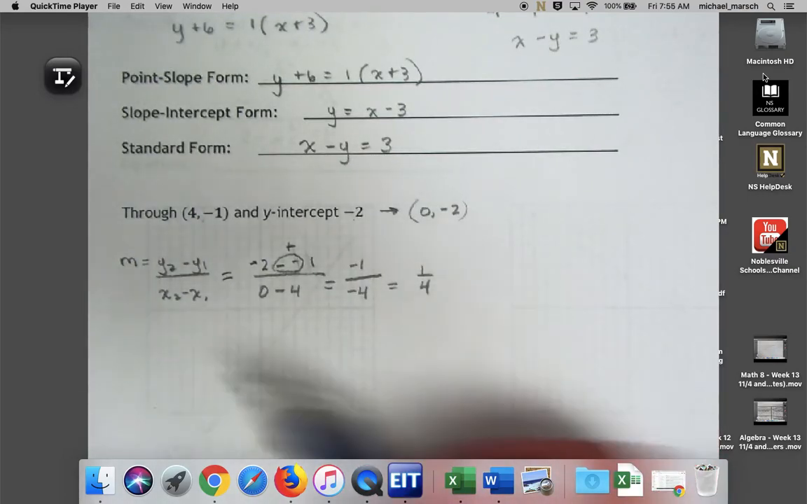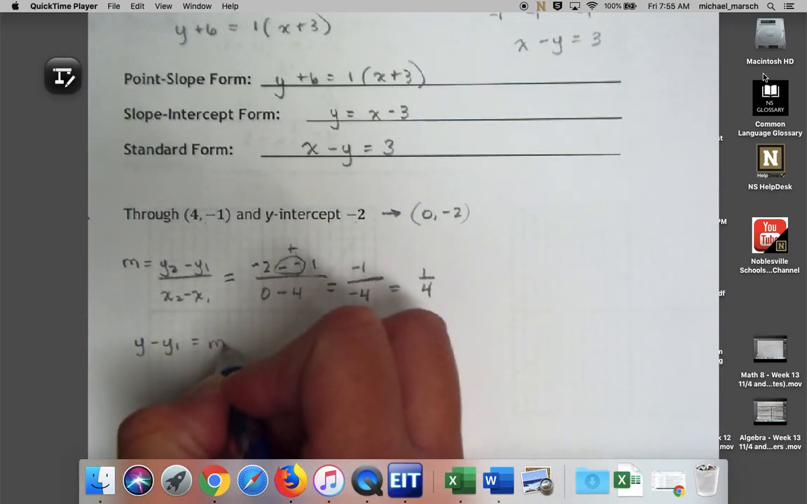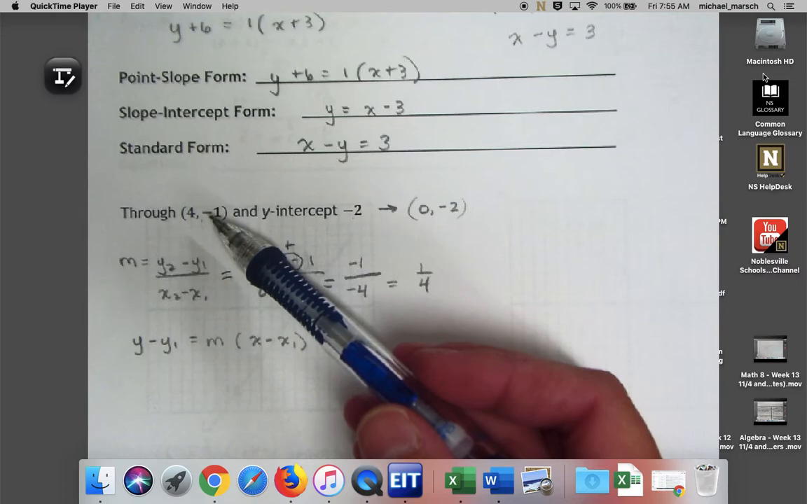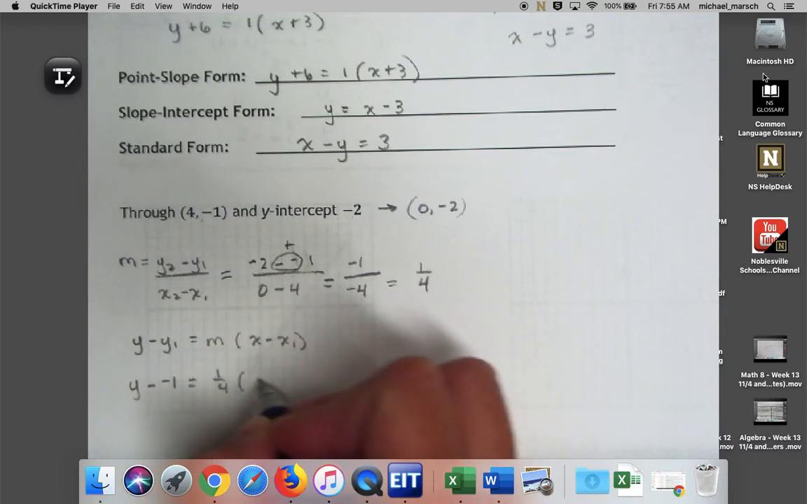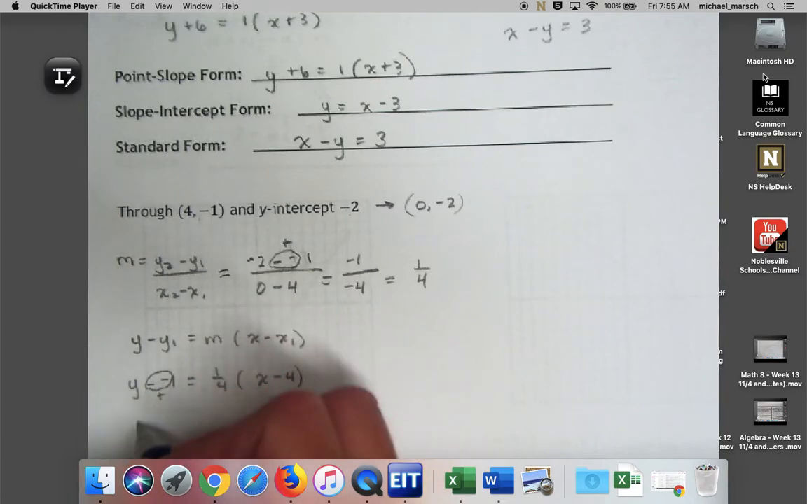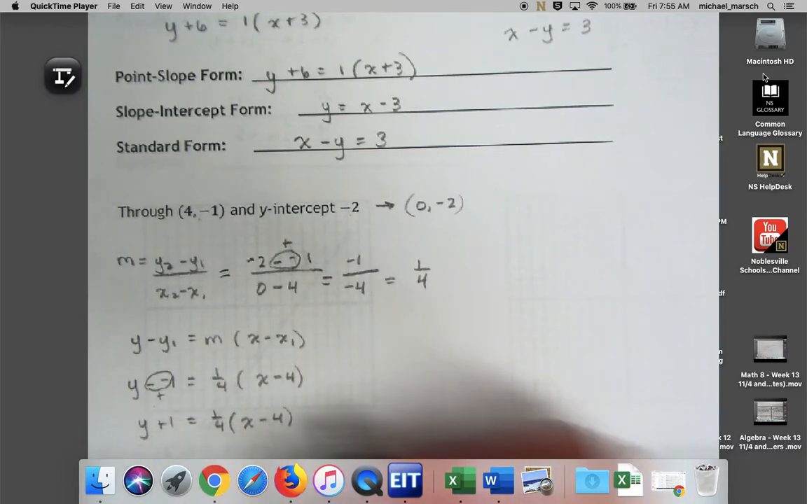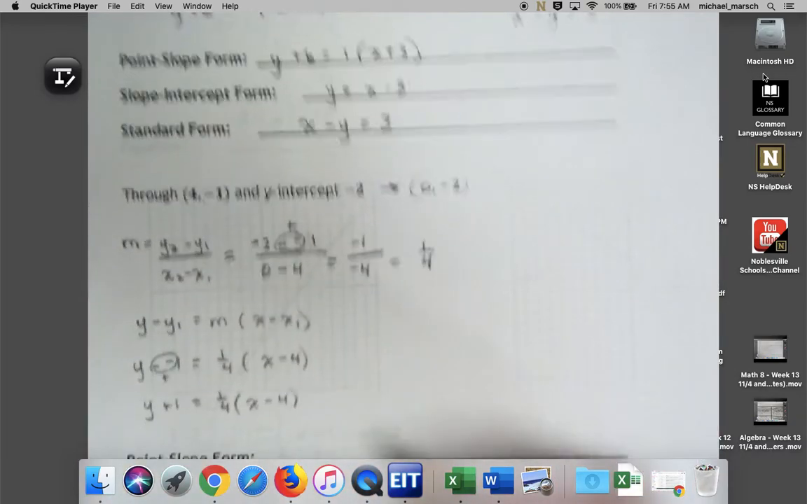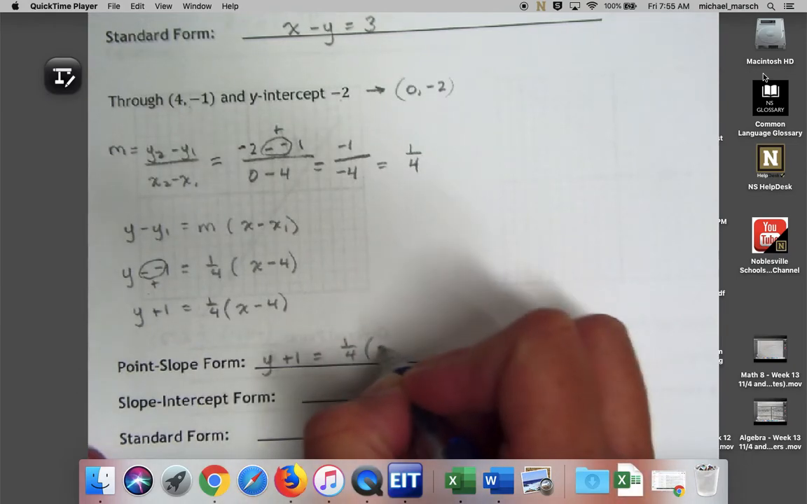So now I have my slope, so I can do point slope form, which we all love. y minus y1 equals m times the quantity x minus x1. I'm going to be using that first ordered pair again. So I'm going to do y minus negative 1 equals 1/4 times the quantity x minus 4. This is going to turn to adding, so I have y plus 1 equals 1/4 times the quantity x minus 4. So there's my point slope form. We can stop right there, fill that in. y plus 1 equals 1/4 times the quantity x minus 4.